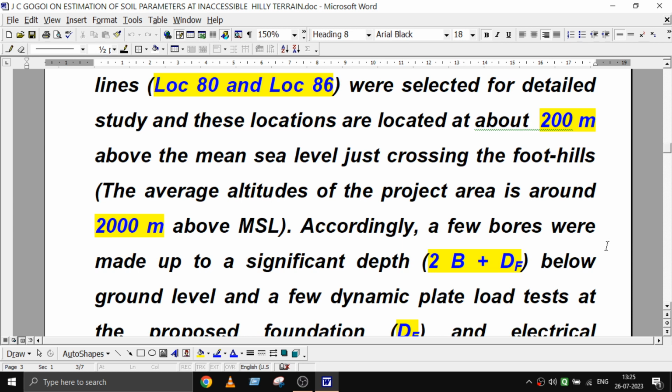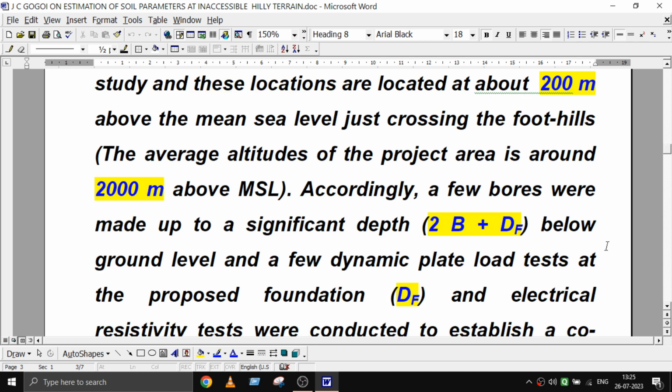At the same time, we have conducted a few plate load tests at the proposed foundation depth and above also, and we also conducted electrical resistivity test to ascertain the homogeneity of the soil. The electrical resistivity test indicates that the density of the soil is increasing proportionately with depth. So, void ratio is decreasing inversely proportional to depth. It is established from the electrical resistivity test.